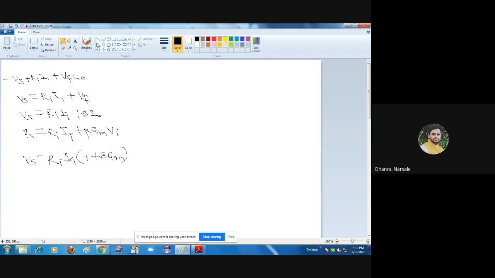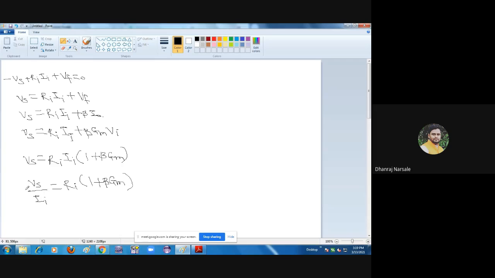Okay. Now bring this Ii to the left side. Then what do we say? Vs divided by Ii is equal to Ri in bracket 1 plus beta into Gm.